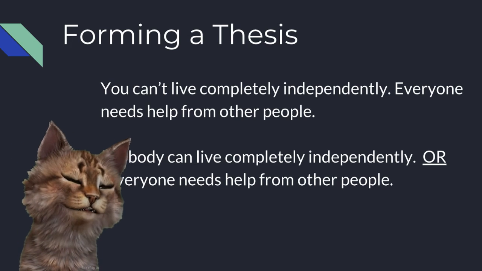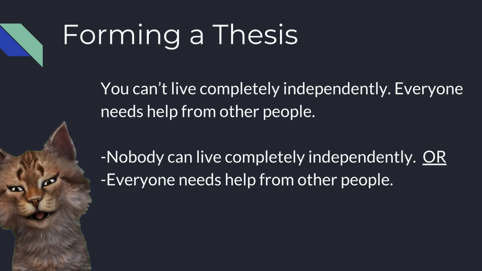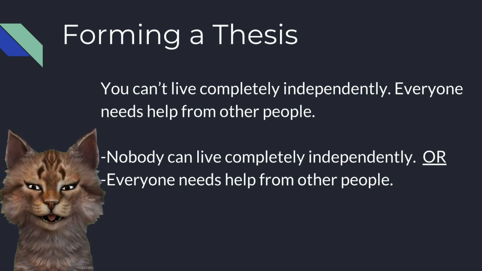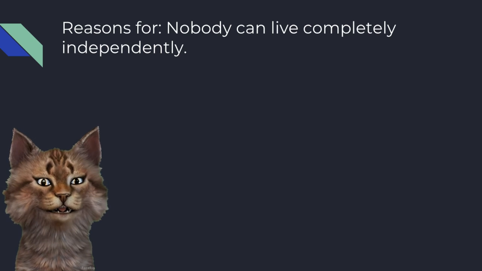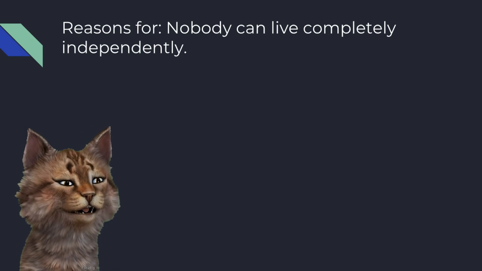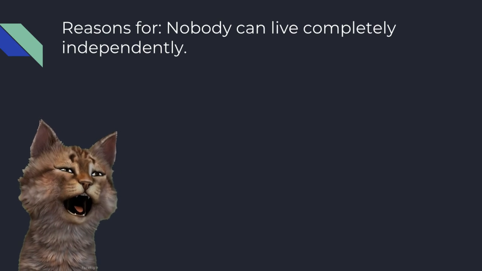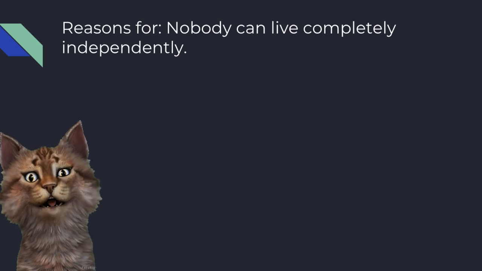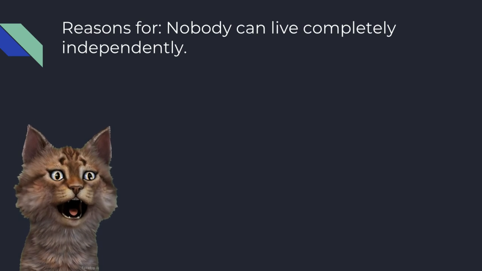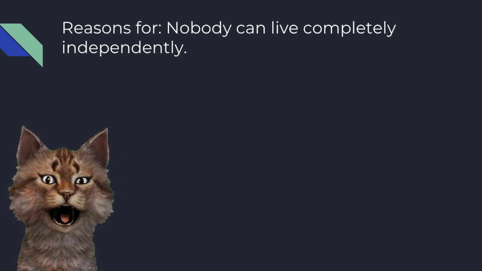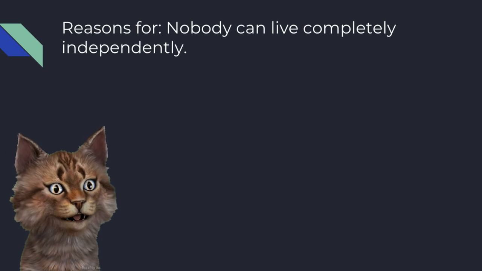Now we can go into the brainstorming phase, and this thesis will be at the center of that brainstorming. This is where the real thinking has to occur. We need to find reasons why the thesis is true. Why can't people live completely independently? They can't because, now might be a useful time to look at our prompt analysis for inspiration.